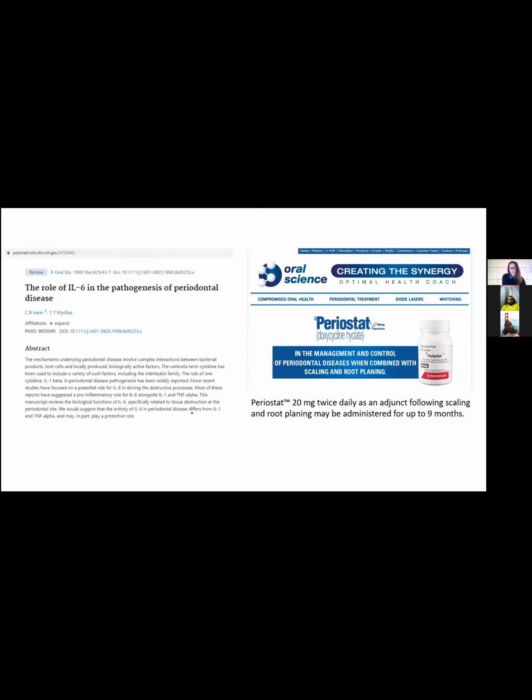So here what we use is doxycycline not at the antimicrobial dosage, but at a sub-antimicrobial dosage. That is 20 milligrams twice daily, as an adjunct following systemic root cleaning, which may be administered long term, up to 9 months. As you can see, there are a lot of parallels, a lot of similarities. Both diseases appear as if they are going parallel to each other. So if the pathogenesis appears similar, and interleukins and cytokines appear similar, our strategy could also be similar. So we can introduce doxycycline here also very aggressively.